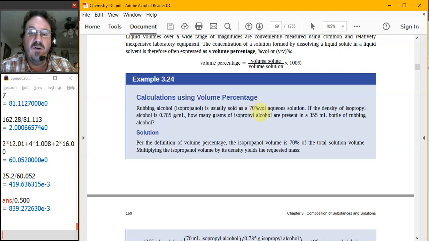So here I know, oh, they're talking about the volume of the solute divided by the volume of the solution. Okay. It says the density of isopropyl is 0.785 grams per milliliter. Okay, cool. I can convert between grams and milliliters of that solution. How many grams of isopropyl are present in a 355 milliliter bottle?